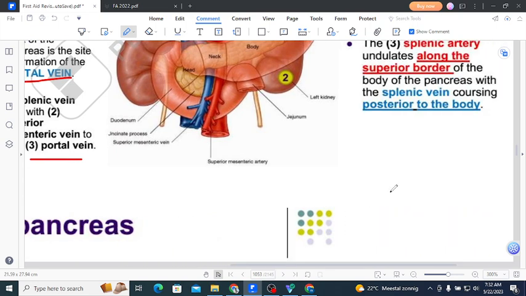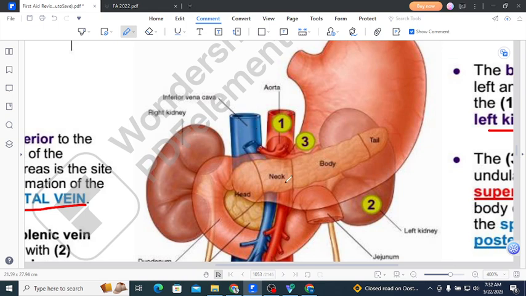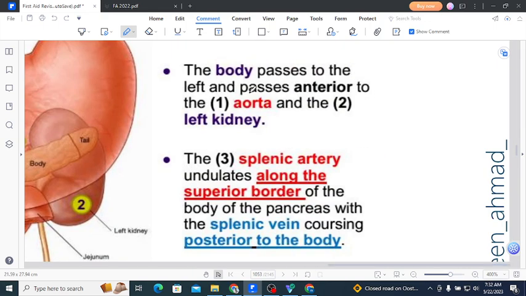Now in this picture they have shown that the body passes to the left and anterior to the aorta and the left kidney. This red structure is the body of the pancreas. It passes anterior to the aorta and the kidney to ultimately approach the spleen on the left side.